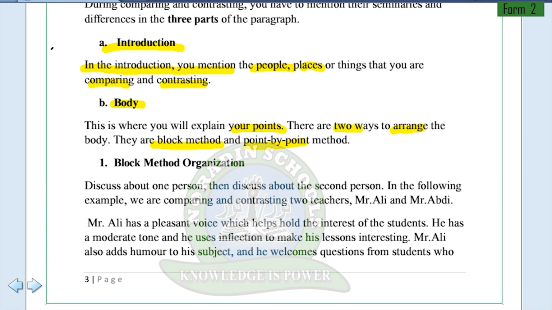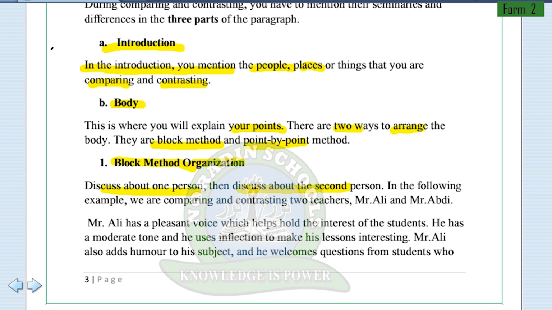Block organization: you discuss one person, then you discuss the second person. When you finish one, you go to the next. One person, another person. You are writing all the information. Here is block organization. You write about one person, and when you finish all that information, you write about the second person or second thing which you are comparing.